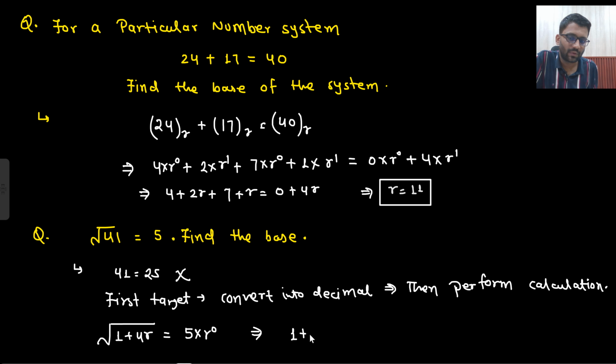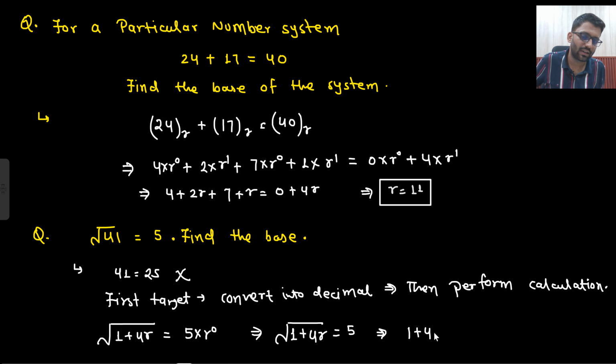So 1 plus 4r is in decimal now. Under root, 5 into r to the power 0 is 5, this is also in decimal. Now all numbers are in decimal, so now you can take the root. So what do we get? 1 plus 4r is equal to 25. So r is equal to 24 by 4, that is 6. So the base was 6 here.